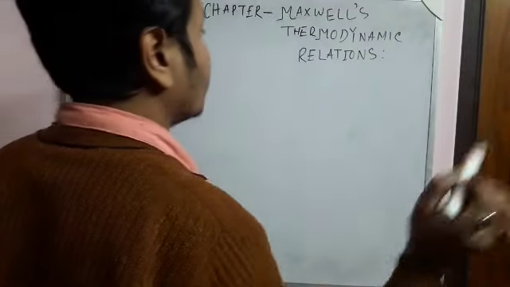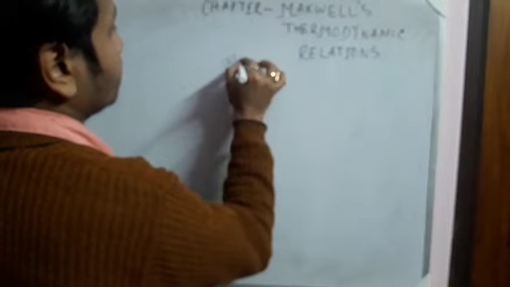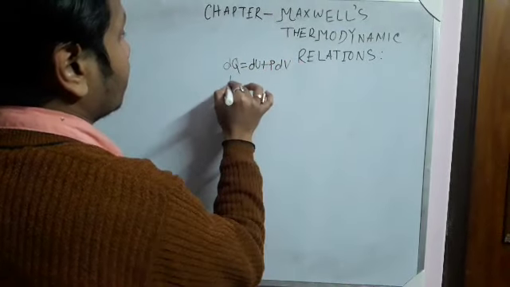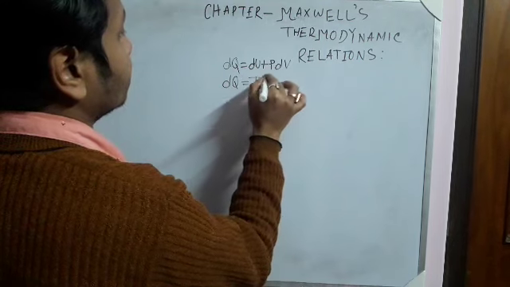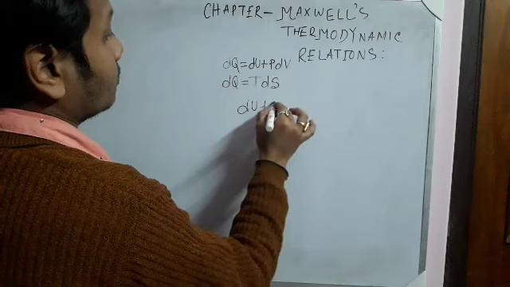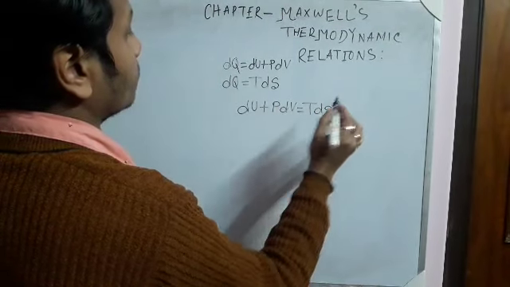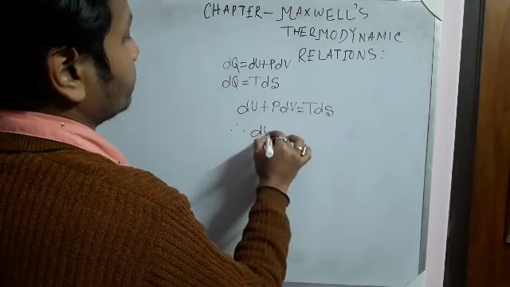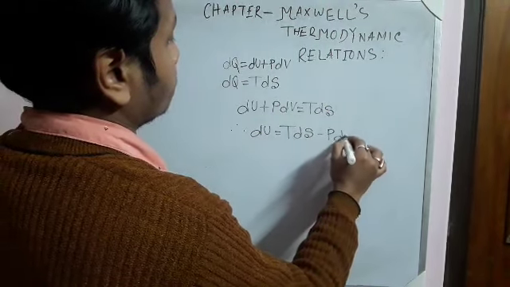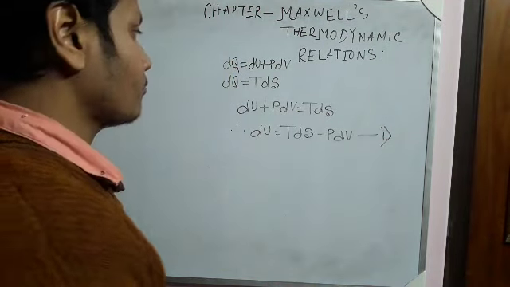We know the combined form of first and second law. From the first law we can easily write dq equals du plus pdv, and from the second law dq equals tds. So if we equate them, then what will be du? That is du equals tds minus pdv. So this is the combined form of first and second law of thermodynamics.